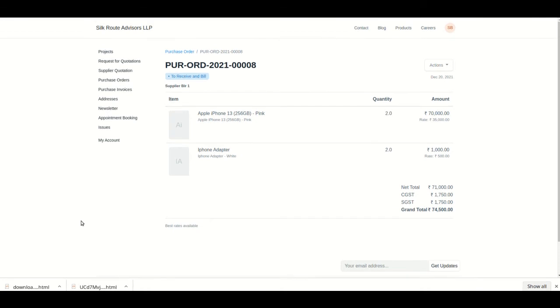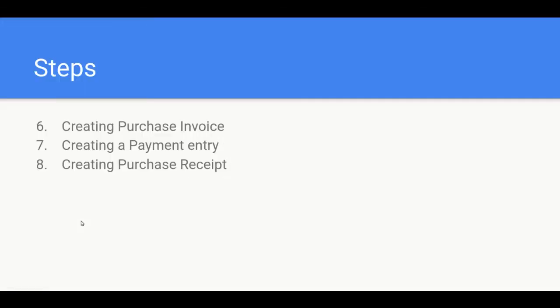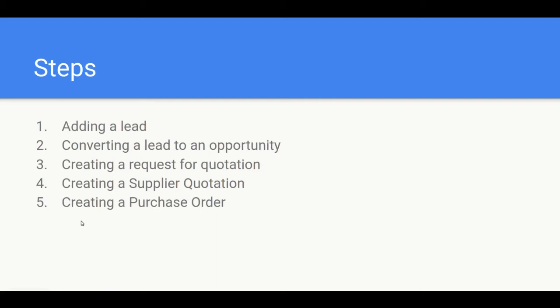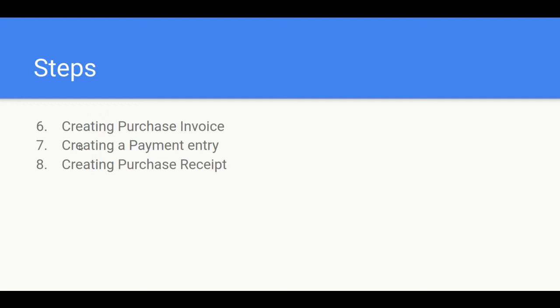In the previous video we created a purchase order, so now we will continue from there. We completed all these steps that are mentioned over here. Now the next step would be to create a purchase invoice.